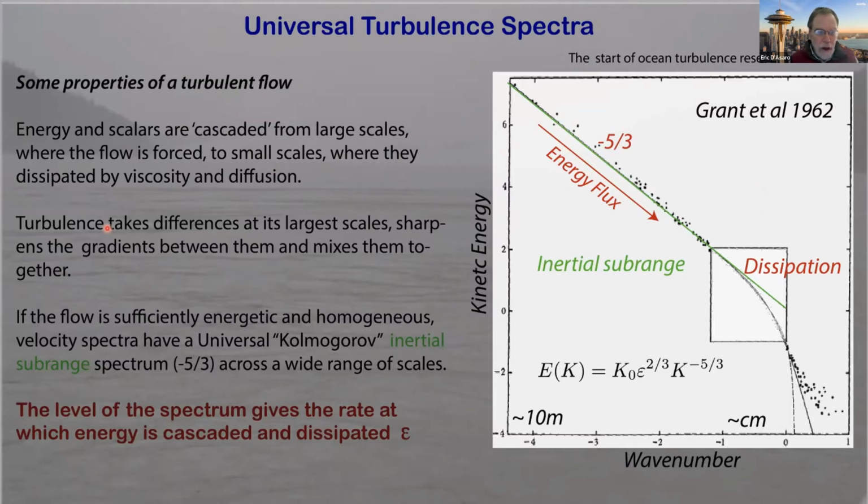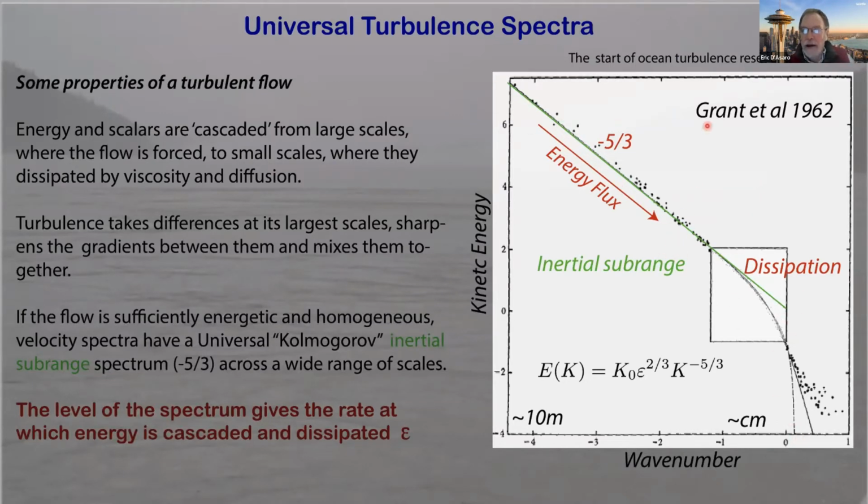One of the most useful properties of turbulence is that if the flow is sufficiently energetic and homogeneous, then the wave number spectra of velocity have what's called a universal Kolmogorov inertial subrange with a spectral slope of -5/3. This was first clearly demonstrated in the ocean, in a place that looks much like this picture, where this is wave number, this is energy as a function of wave number, and the spectral slope is -5/3 over many decades. And out here is where it's dissipated, and this is the inertial subrange.